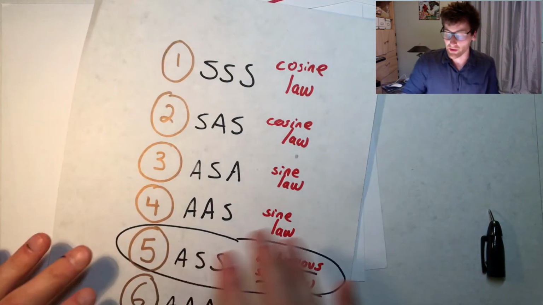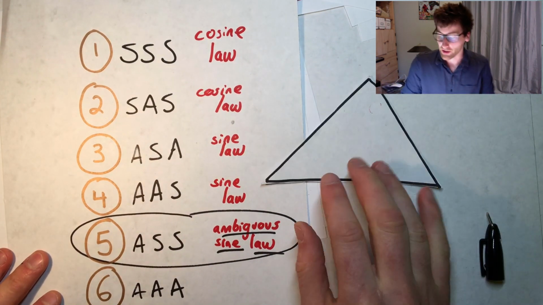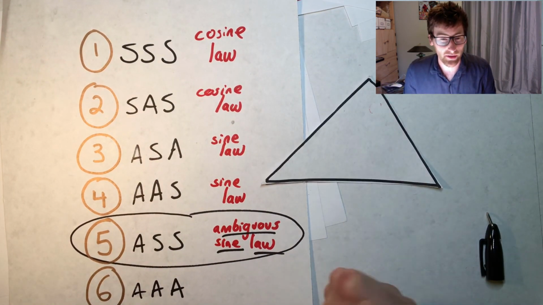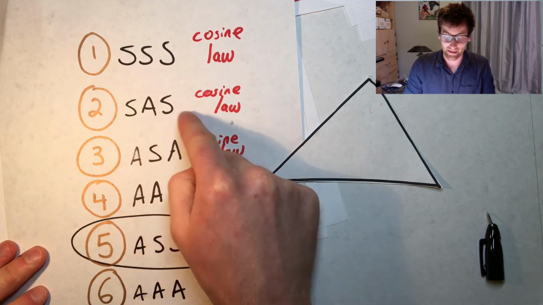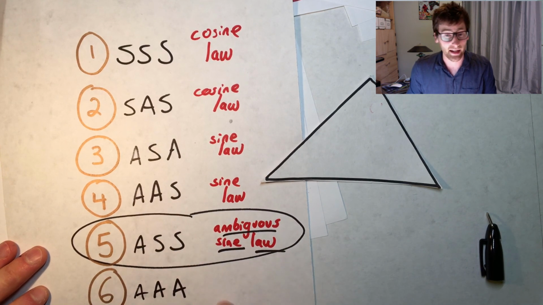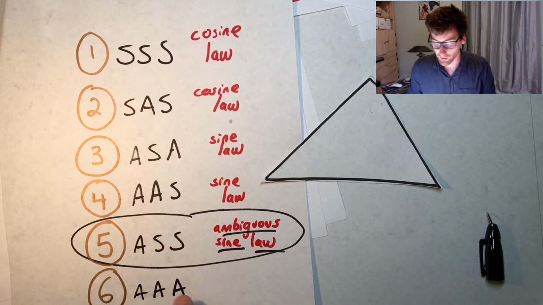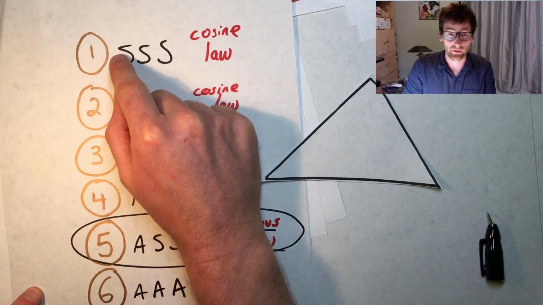All right, so let's recap what ambiguous sine law is. We know that there's 6 different types of triangles. If I have a triangle, you can fill in 3 pieces of information, and you most likely will be able to solve it. These are the ones you have: SSS, SAS, ASA, AAS, ASS, and AAA. Really we just focused on number 5, because all the other ones are pretty straightforward to solve.